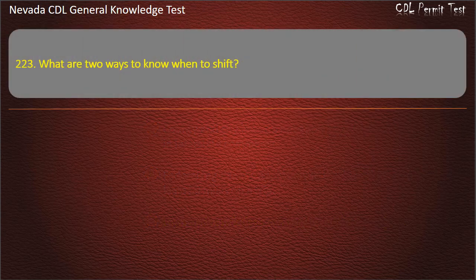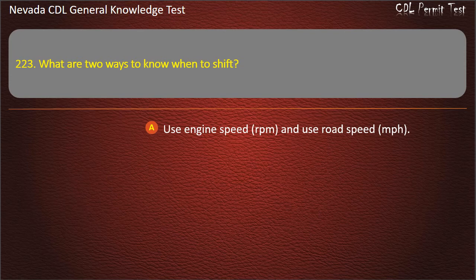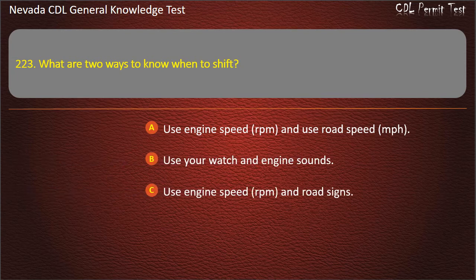Question 223. What are two ways to know when to shift? Use engine speed, RPM, and use road speed, miles per hour. Use your watch and engine sounds. Use engine speed, RPM, and road signs. Answer. Use engine speed, RPM, and use road speed, miles per hour.